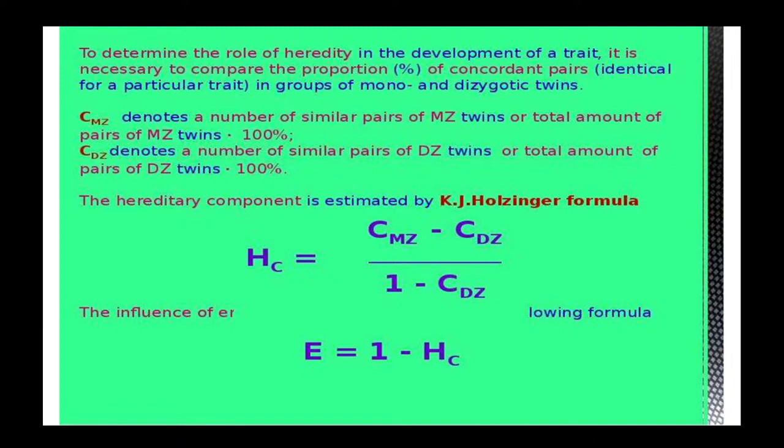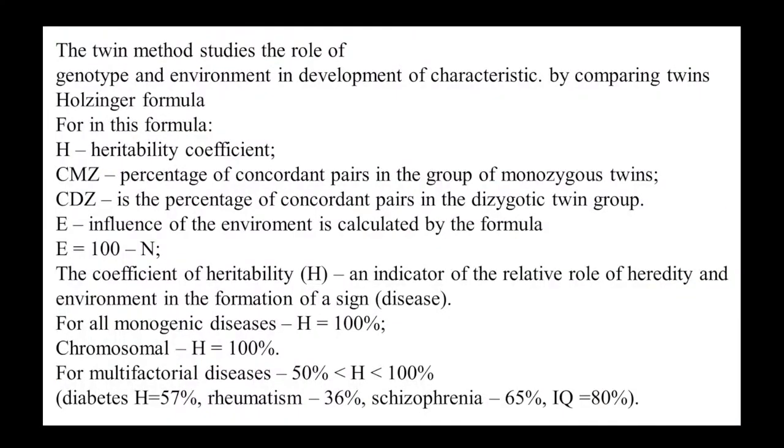He provided the Holzinger formula, where H is the heredity component. This formula shows the concordance of monozygotic twins minus the concordance of dizygotic twins. We should divide it by 1 minus the concordance of dizygotic twins. So, as a result, we have the H hereditary coefficient, and it shows the role of heredity in the development of this characteristic.